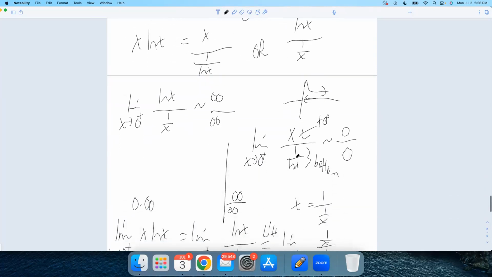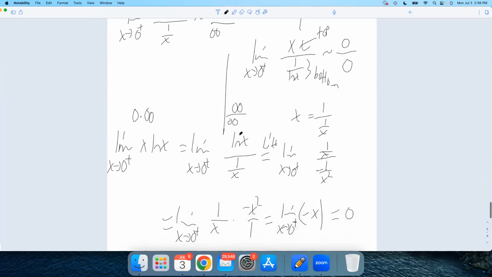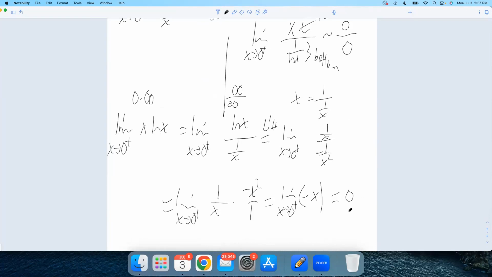Then we use L'Hopital's by taking the derivative of the top and the bottom. We try cleaning up first before we do anything else. Clean up the algebra, and we realize, oh, well, now we can just take the limit.